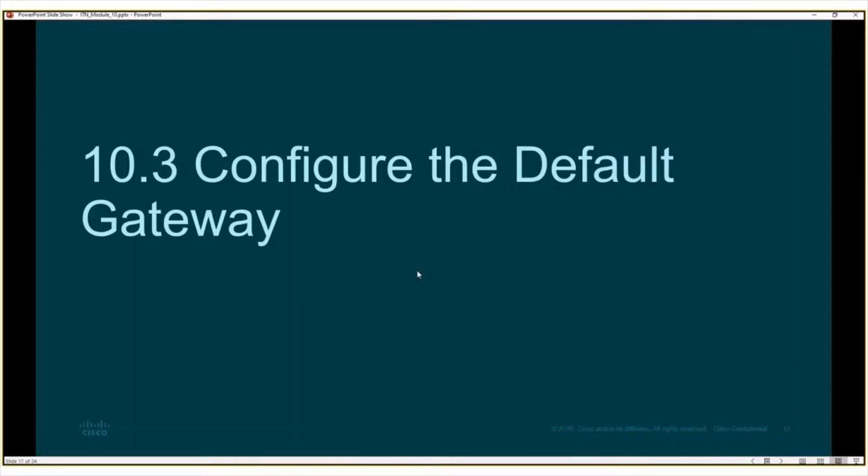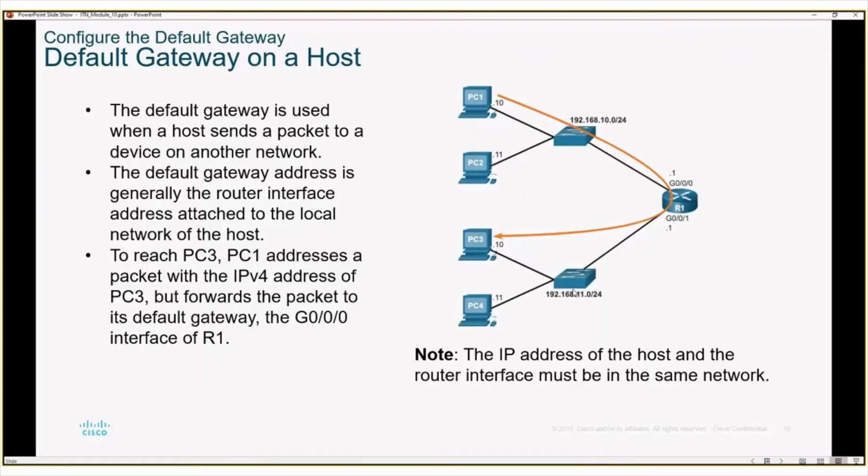Okay, so configuring the default gateway. The default gateway is used when a host sends a packet to a device on another network. The default gateway is generally the router interface address attached to the local network of the host. To reach PC3, PC1 addresses a packet with the IPv4 address of PC3, but forwards the packet to its default gateway, which is G00 on router 1, 000. The IP address of the host and the router interface must be in the same network. So this is 192.168.10.1 and 10.10 for the host.